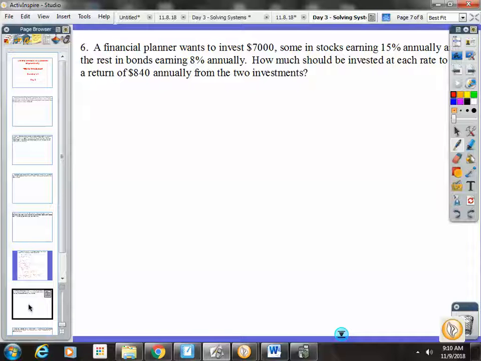15% and 8%. So what are they specifically asking you for? How much should be invested in each rate to get a return of $840? Okay. Money invested in stocks, money invested in bonds. Perfect, that'll work. Let X be the amount invested in stocks, and then we'll let Y be the amount of money invested in bonds.